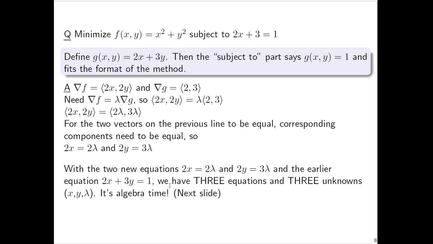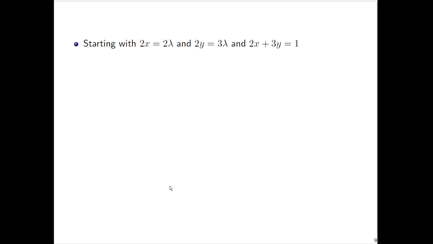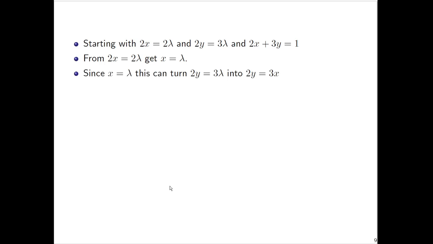So it's algebra time. So we've got three equations here, three unknowns. You can take these in a bunch of different orders. I'll go ahead and take the first equation, divide both sides by 2. X is equal to lambda. So we get real lucky that x and lambda look like different variables, but they're always going to have the same value. Then since x is equal to lambda, we can turn 2y equals 3 lambda into 2y equals 3x.